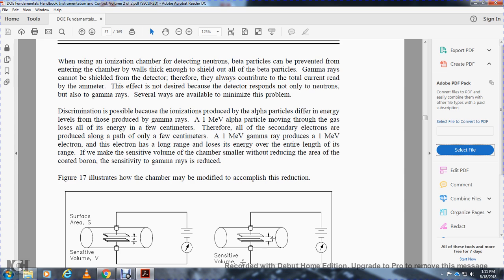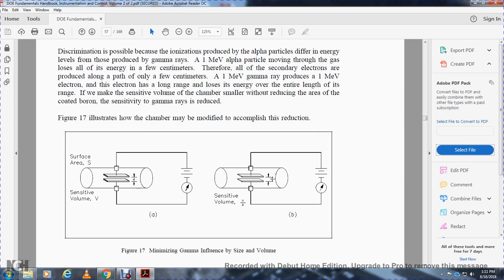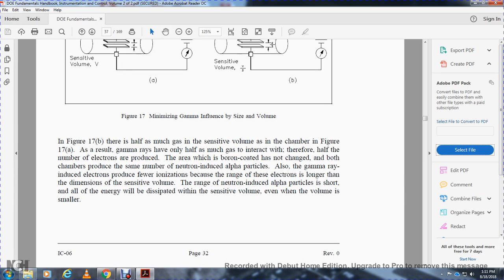Figure 17 illustrates how the chamber is modified to accomplish this reduction. Surface area stays the same, the sensitive volume is reduced to half, and so the gamma ray influence is reduced. In figure 17b, with half as much gap volume as the chamber in figure 17a, the gamma rays have only half as much gap in which to interact. Therefore, half the number of electrons are produced in the air. The boron coating does not change, so both chambers produce the same number of neutron-induced alpha particles. The gamma ray-induced electrons produce few ionizations because the range of the electrons is longer than the dimension of the sensitive volume. The range of the neutron-induced alpha particles is short, so all the energy is dissipated within the sensitive volume even when the volume is smaller.